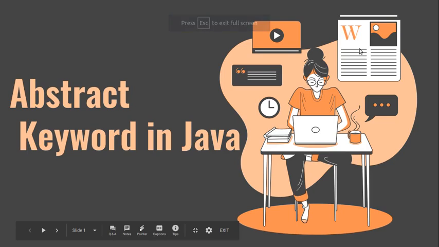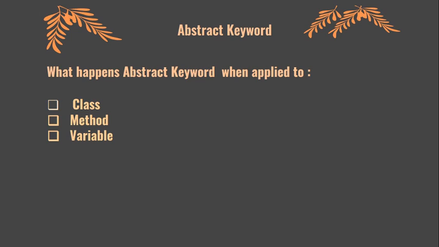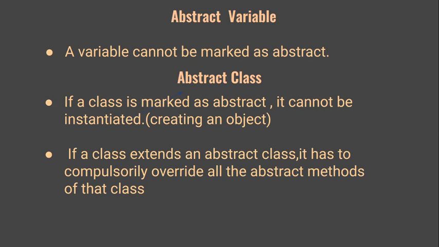Hello everyone. Today we will learn about the abstract keyword in Java. So what happens when you apply the abstract keyword to a class, method and a variable? Now, a variable cannot be marked as abstract, otherwise it will give you a compile error.